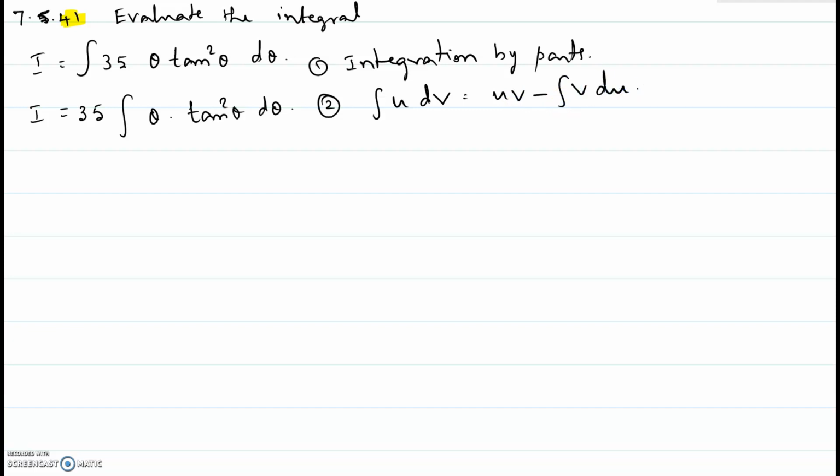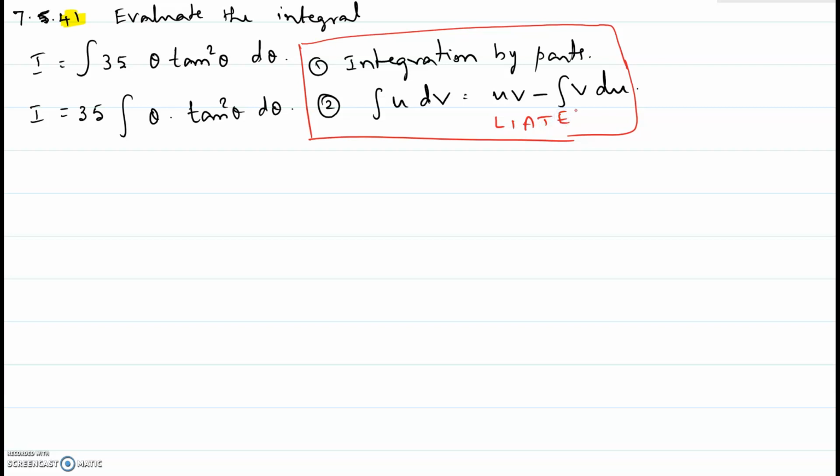So we are going to decide which one can be considered as u and which one can be considered as dv. We normally use the LIATE rule to decide which one is u and which one is dv. So here, algebraic and trigonometric, algebraic comes first. So algebraic would be your best choice for u. So let's assume u equal to theta. So du is d theta. Then dv equals tan squared theta d theta.